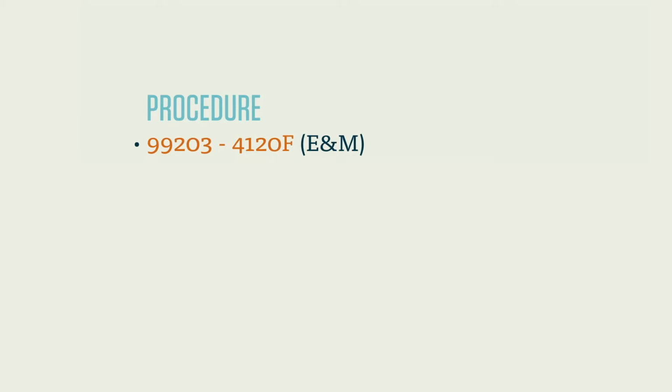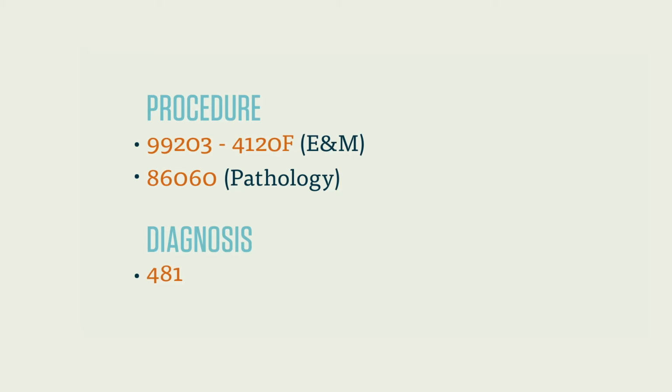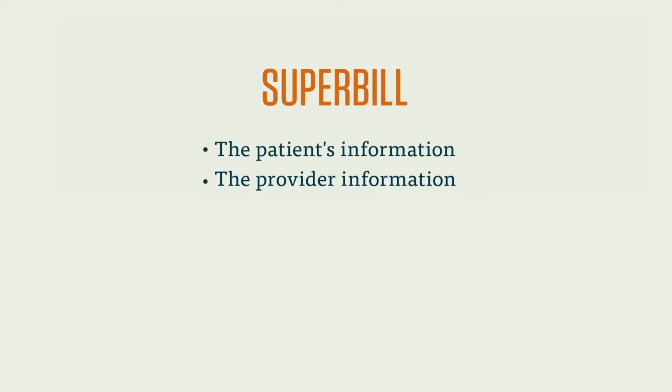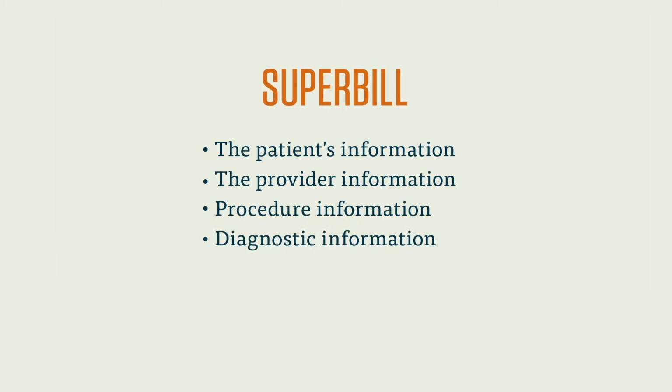So our codes would be procedure 99203-4120F for E&M, 86060 pathology, diagnosis is 481. We'd enter these into a super bill that would include the patient's information, the provider information, procedure information, diagnostic information. We'd then send the super bill on to the medical biller so that they could create the medical claim.